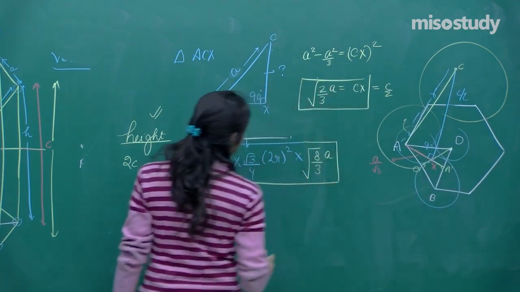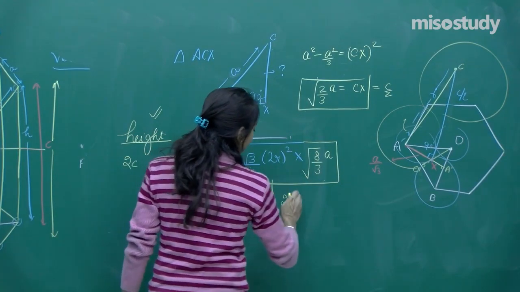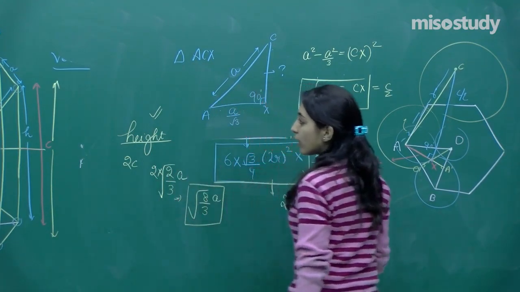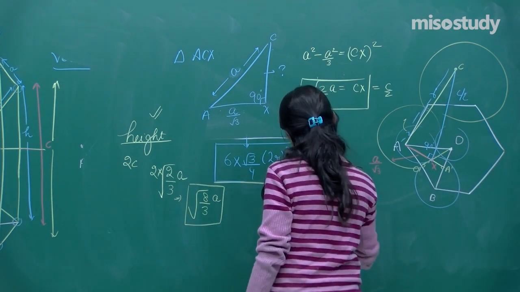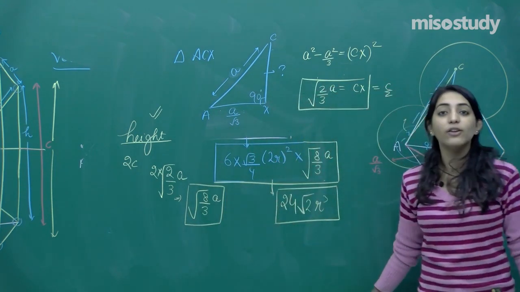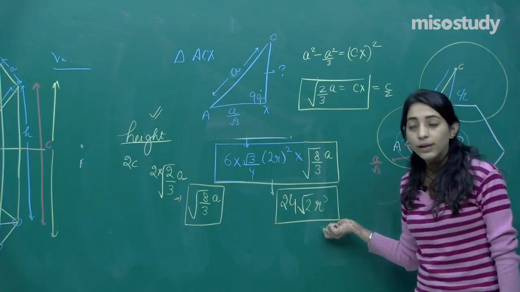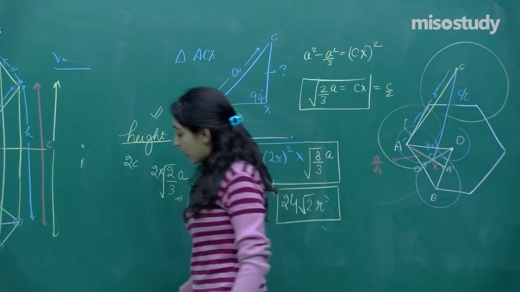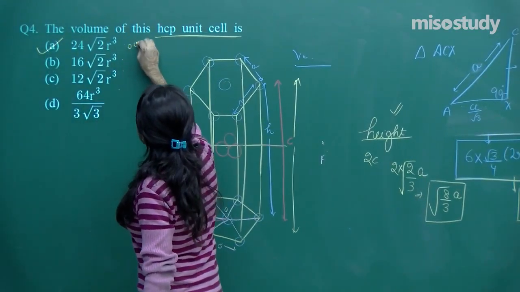Once you substitute it here, the final answer, if you calculate, will be something around 24 under root 2 R cube. You can calculate and you will finally get the answer as 24 under root 2 R cube. Let us see if there is an answer like that. So we have 24 root 2 R cube as the correct answer.